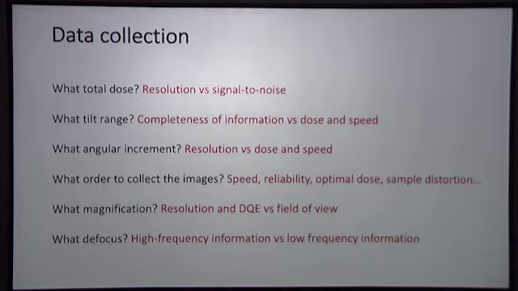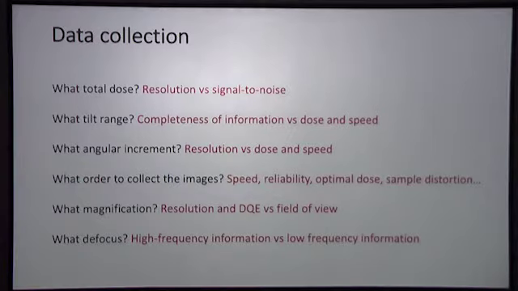What order to collect the images? It used to be the case that we were rather limited to collecting sequential images in order to have effective tracking. These days we can collect the 30 and then the minus 30. We can collect images in almost any order. So we need to decide what order we should collect, and that influences the speed of the data collection, the reliability, the optimal dose distribution, and the distribution of sample distortions, and I'll come back to that question.